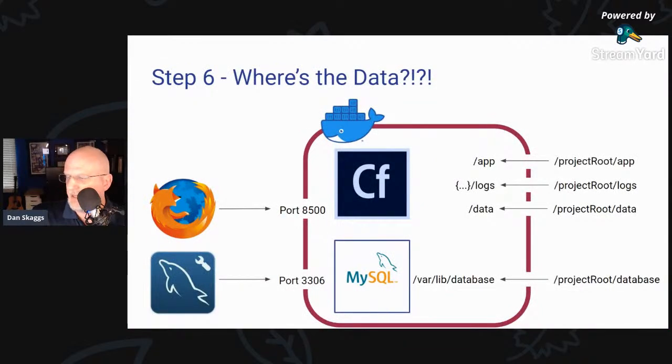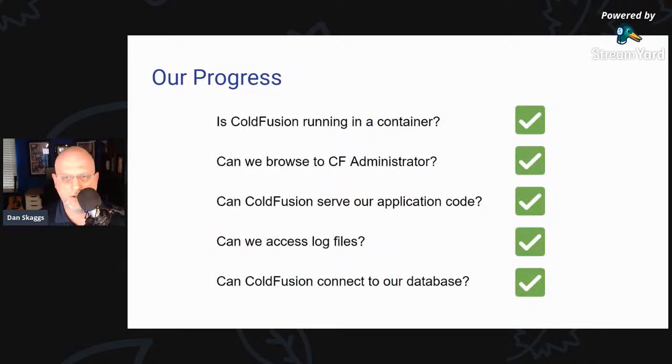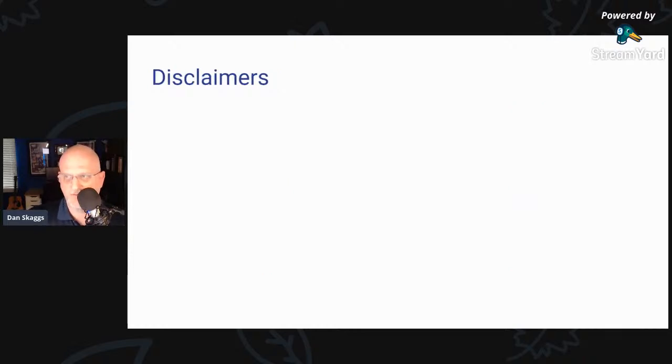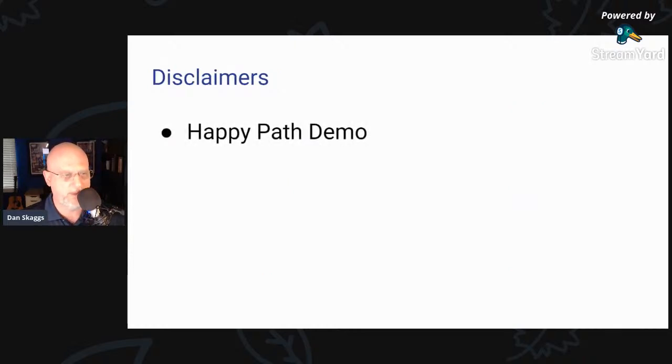So if we go back now to check our scorecard, we're all green checkboxes. Now, admittedly, I've got some disclaimers here. And the very first one is this is a happy path demo to show the basics of setting up a Docker compose file to use with your CF development.